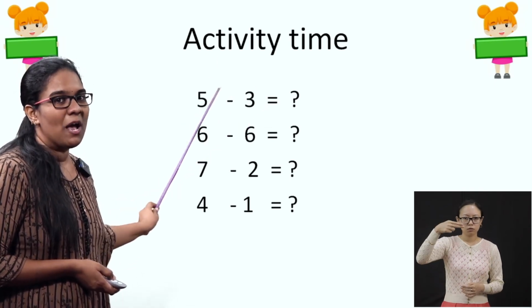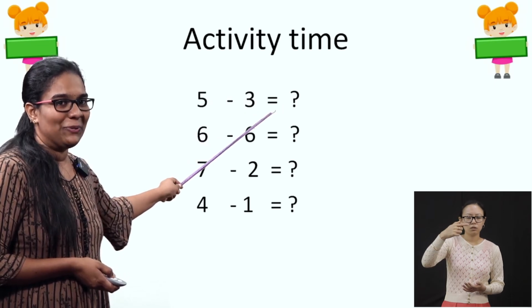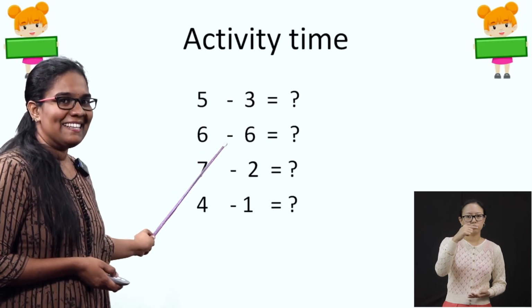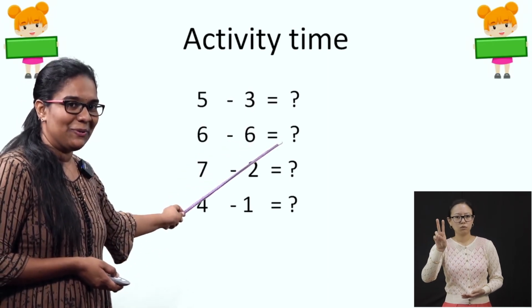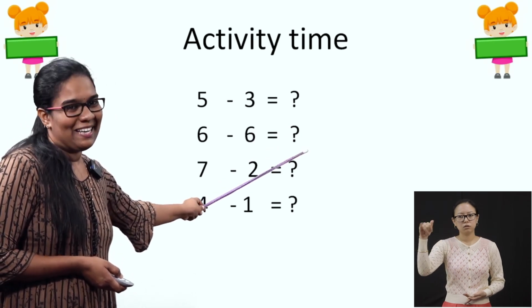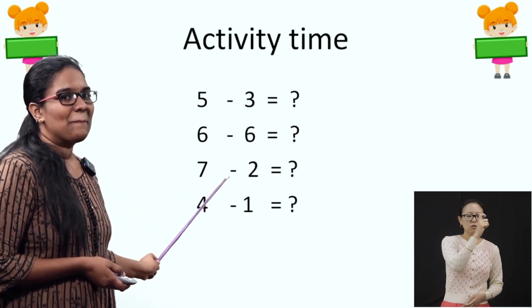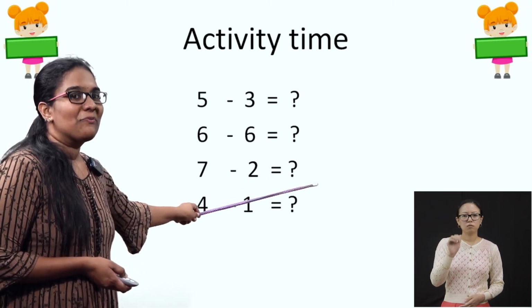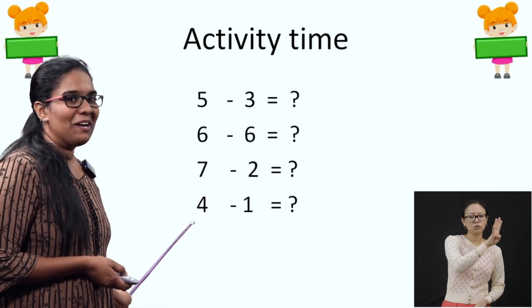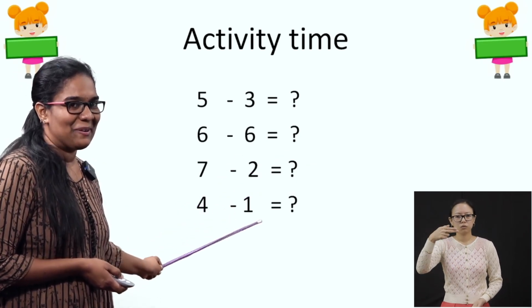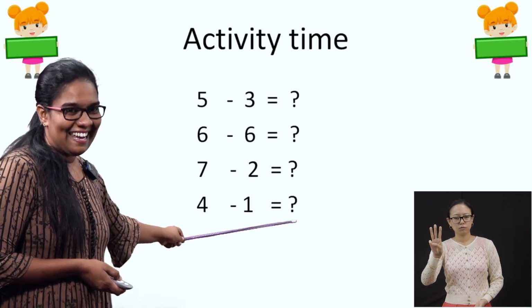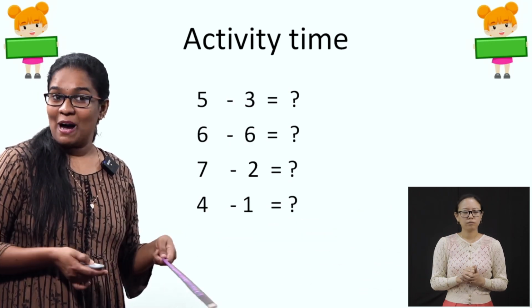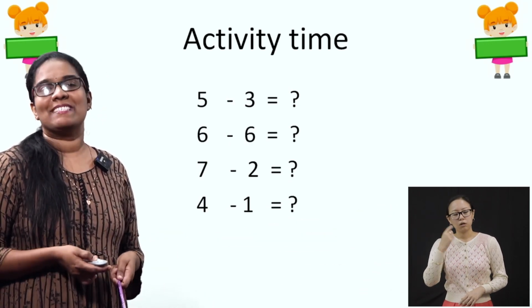That is 5 minus 3 is equal to 2. Right. Then 6 minus 6 is equal to 0. Very good. Then 7 minus 2 is equal to 5. Yes. Then 4 minus 1 is equal to 3. Yes, it's very good. I think you got an idea about subtraction. It's a very simple chapter.